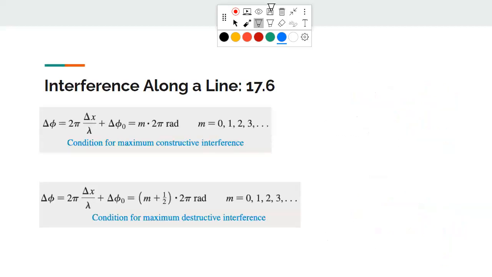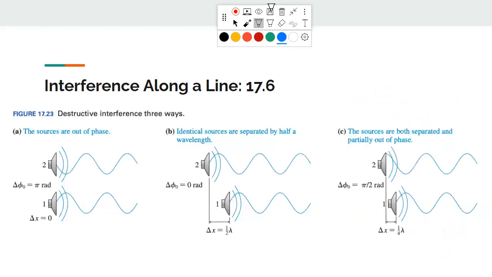Okay, so we can also talk about this type of interference in terms of phase difference. Let me see if I have an image for this. Okay, we'll look at the picture first and then come back to the equations. I should have ordered this better.